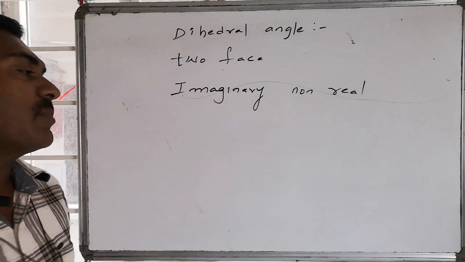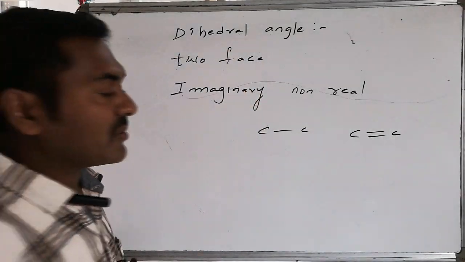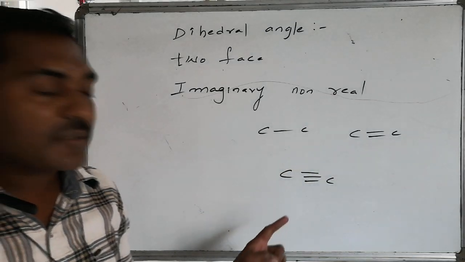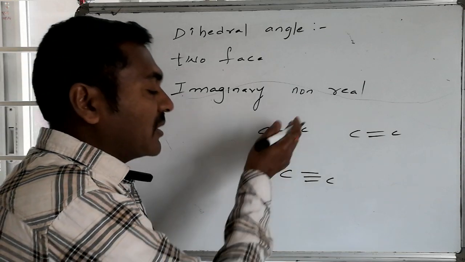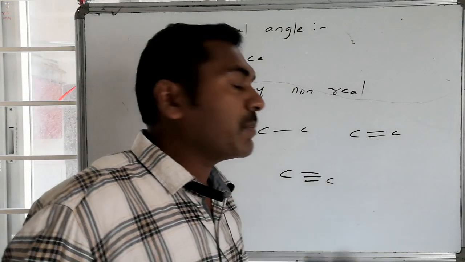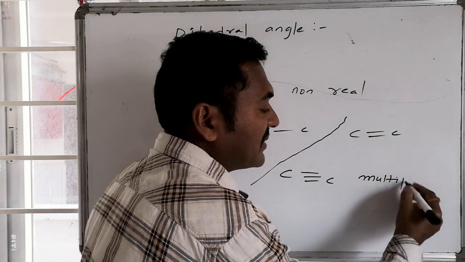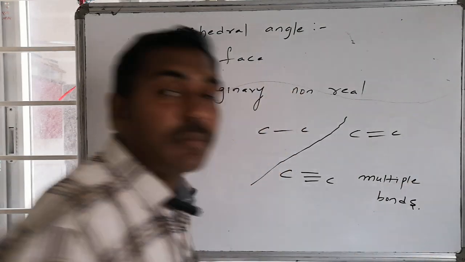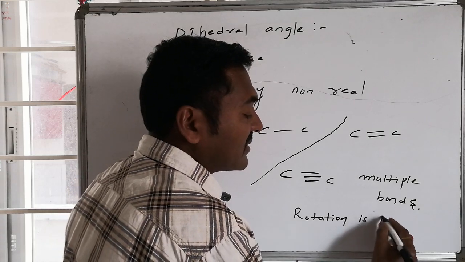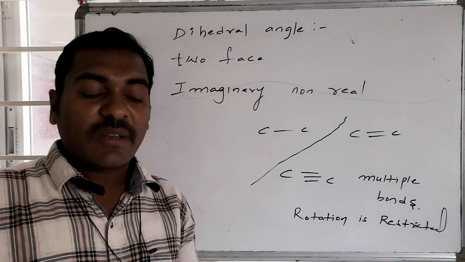Suppose I go for organic molecules, as we know, there are molecules with carbon-carbon single bonds, carbon-carbon double bonds, and carbon-carbon triple bonds. The overlapping of pi orbitals results in the formation of multiple bonds. Here, above the plane, below the plane, front side and back side of the plane, overlapping of p orbitals results in a triple bond, and overlapping of p orbitals results in a double bond. Due to these multiple bonds, C-C rotation is restricted. So the C-C bond is not allowed to move from one particular angle to another.